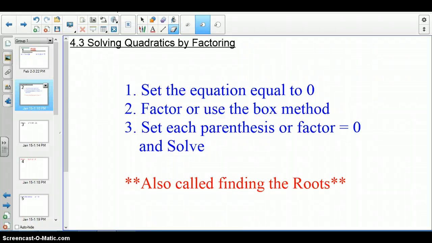So today we're going to learn about solving quadratics by factoring. Now I'm going to combine factoring and solving all into one video.